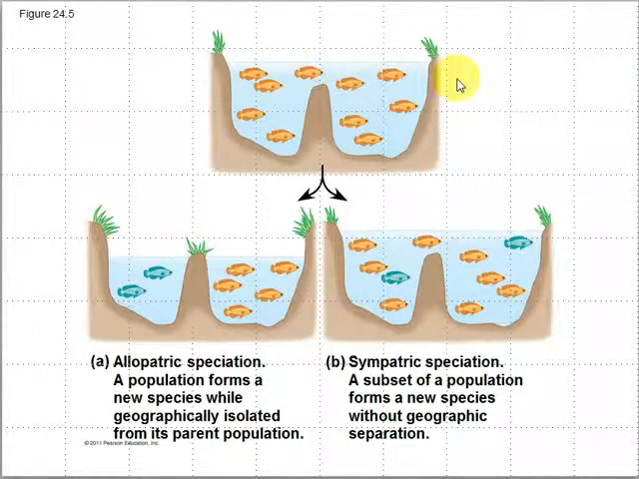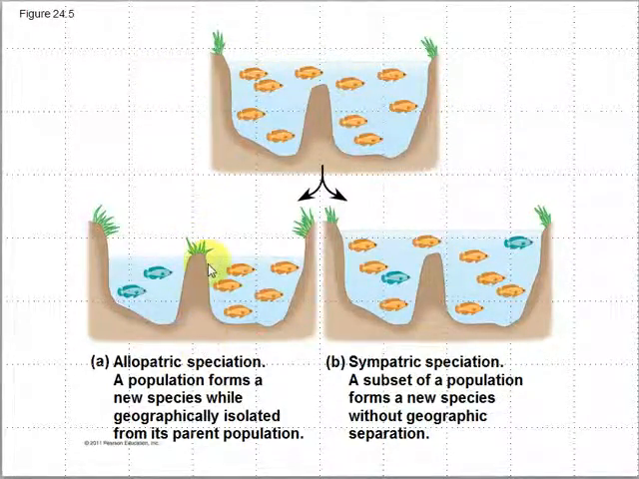Let's say the water level drops, and so then you have basically two small ponds, and so at one time it was one large population that mixed alleles between them. You had gene flow between all of these various individuals. And then when you have allopatric speciation, a population forms a new species because they are geographically isolated from the parent population. This is perhaps the most common. We'll look at that in just a second.